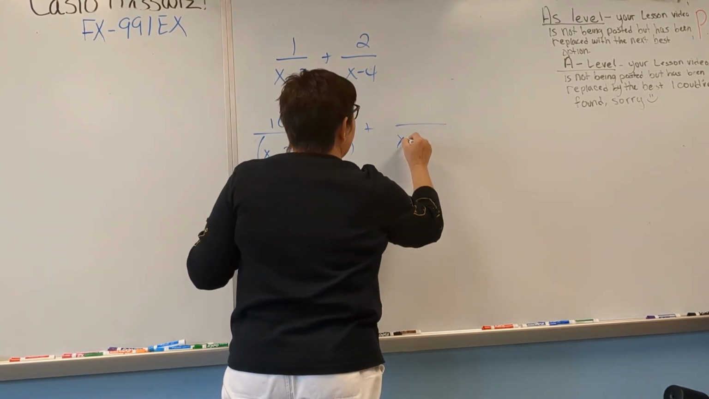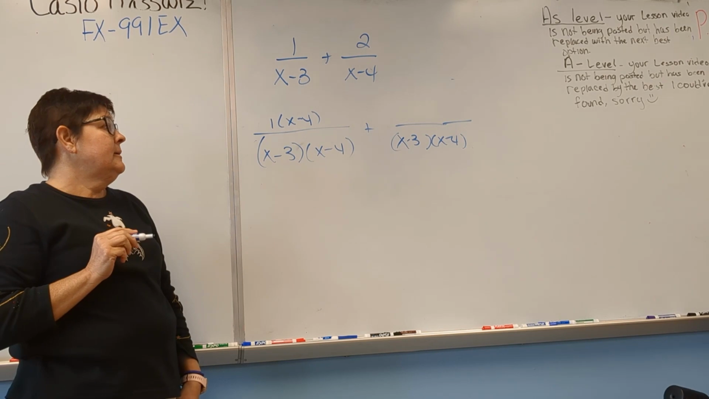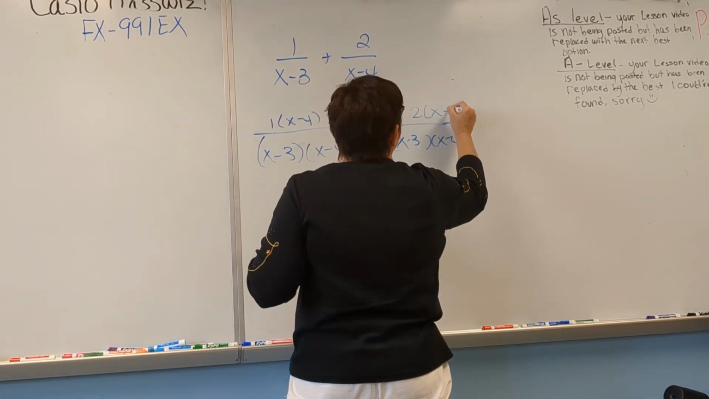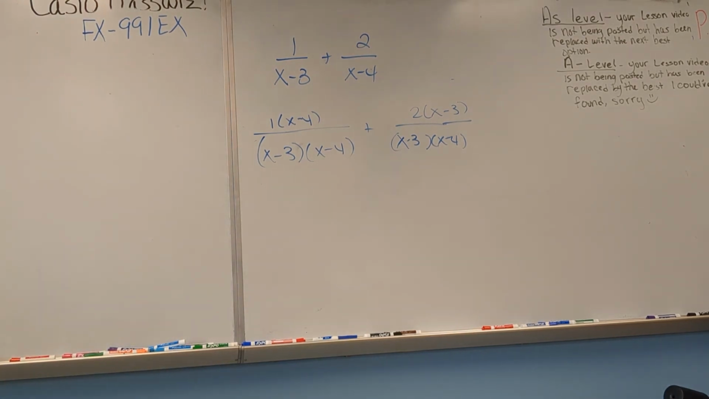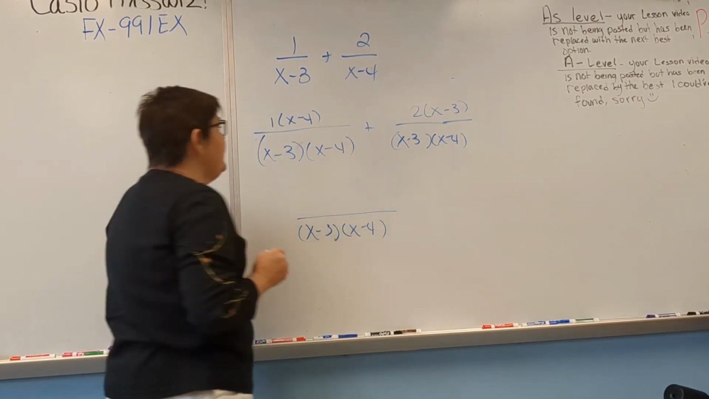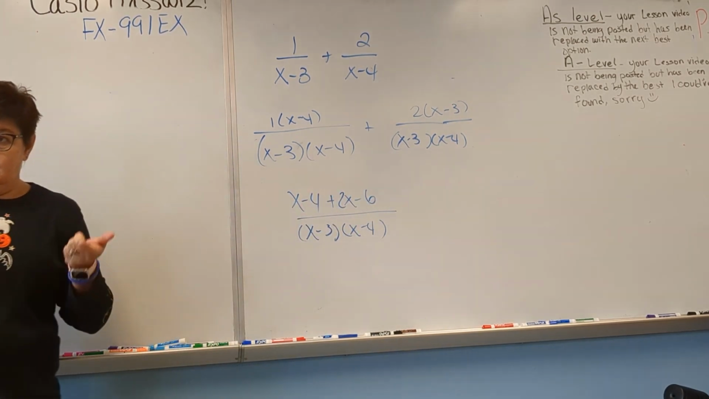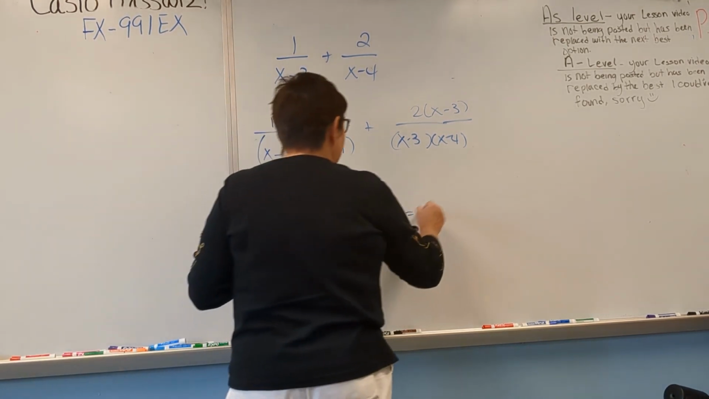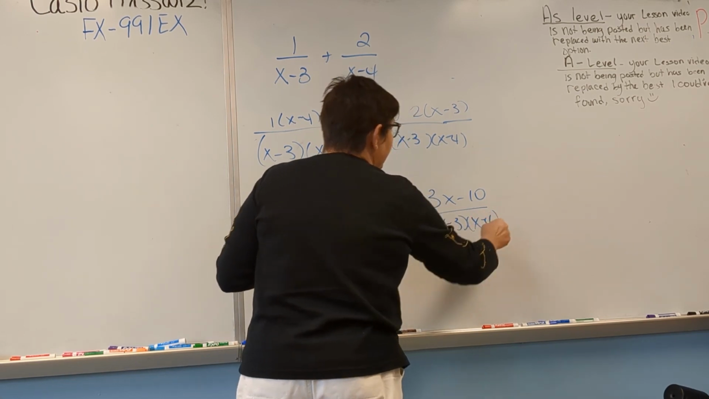And then over here, again, I want the common denominator. And so what do I have to multiply the top by? X minus 3. Okay, and then what do I do next to make it one fraction? Just combine them. Combine like terms, clean it up, make it one nice pretty fraction. And then on top I've got x minus 4 plus 2x minus 6. Okay, so I end up with 3x minus 10 over x minus 3 times x minus 4.